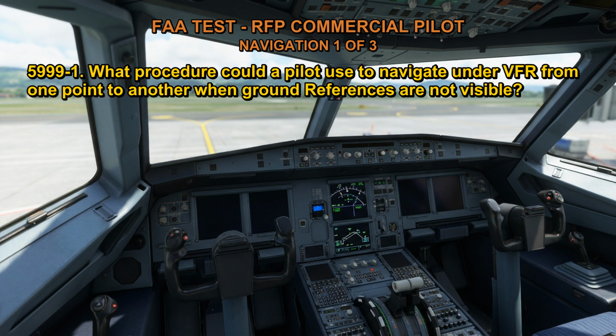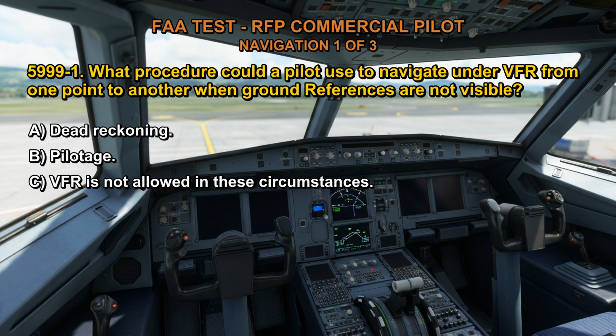5999-1. What procedure could a pilot use to navigate under VFR from one point to another when ground references are not visible? A. Dead reckoning. B. Pilotage. C. VFR is not allowed in these circumstances.